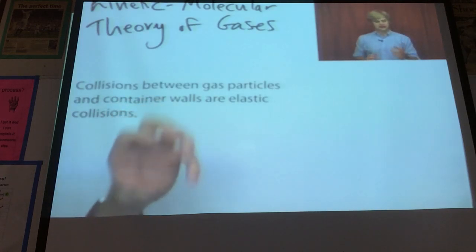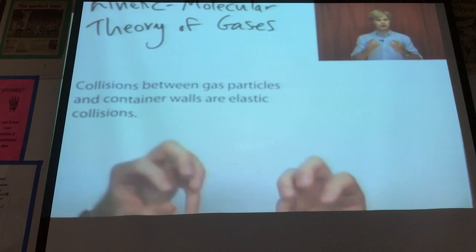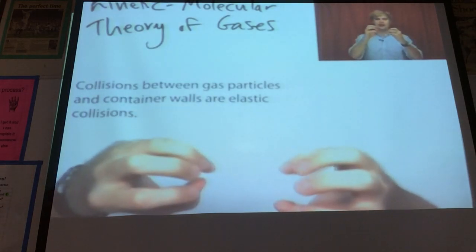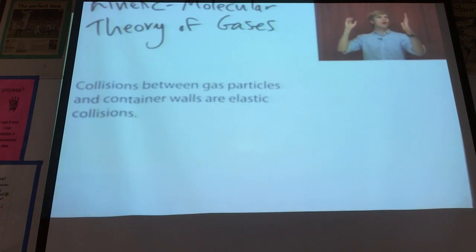A good way to think about an elastic collision is to think about what happens when two red or pink round rubber balls hit each other. They hit and they bounce right off. Or one of those pink rubber balls hits the side of the wall, bam, it bounces right back.